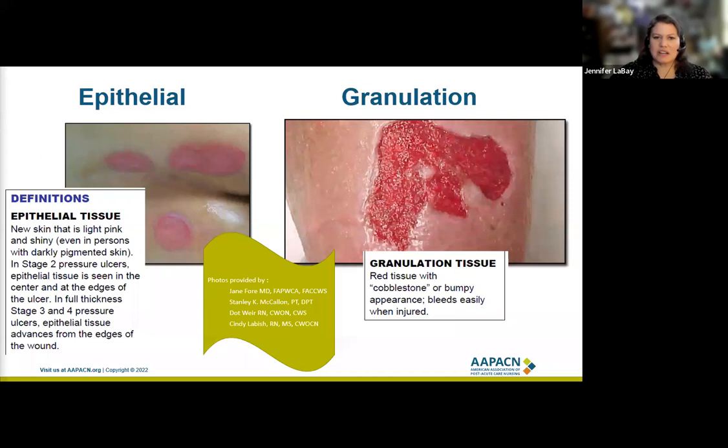And these are the different tissue types. So we need to make sure we're looking at, is this epithelial versus granulation? These are a couple of pictures that show us that difference. Epithelial, light pink, new growth, coming from the middle of the wound for a stage 2, coming from the edges for a stage 3 or stage 4. And then the granulation tissue is that red, beefy, cobblestone appearance that's going to be at a stage 3 depth or deeper.